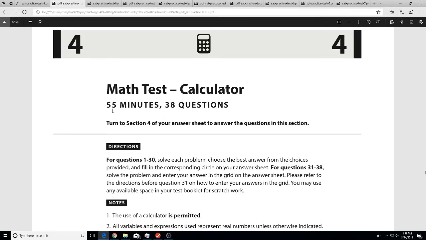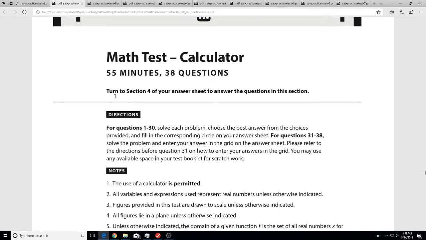So you always have 55 minutes for 38 questions on the calculator test and 25 minutes for 20 questions on the non-calculator math test. So we're going to talk about some strategies that will work on both math tests this time, and then perhaps at a later date we'll talk about some things that are calculator specific, where I can show you how you can use your calculator to help you get the answer quicker. So you'll notice that you get more than 1 minute per question, unlike the English test.